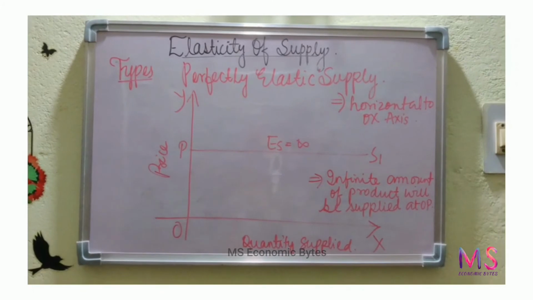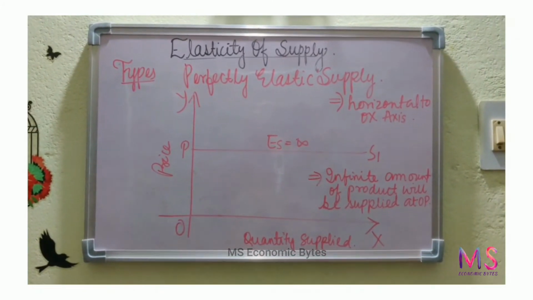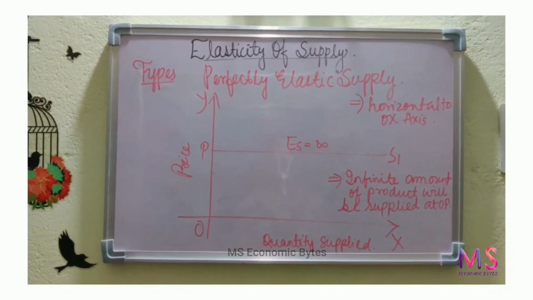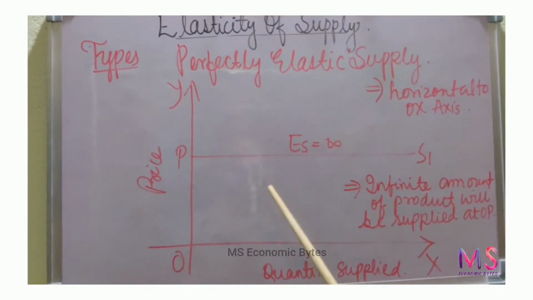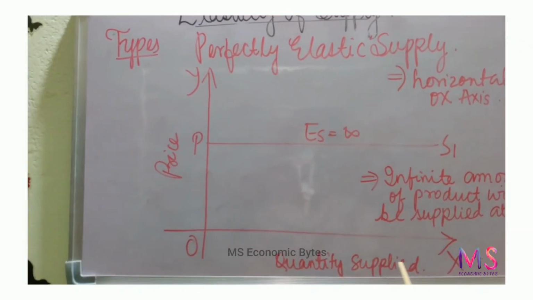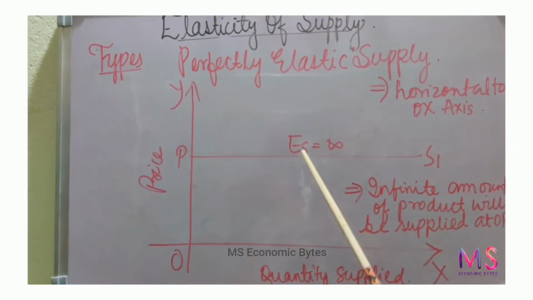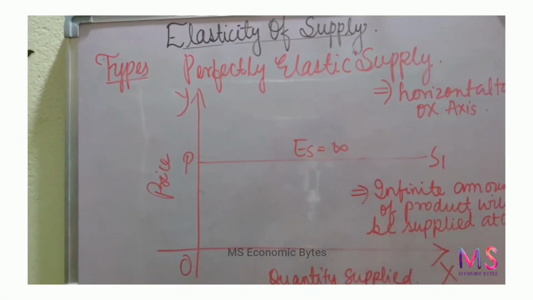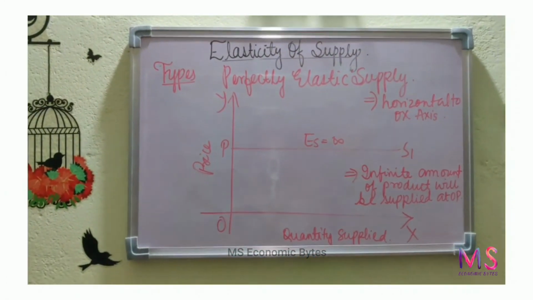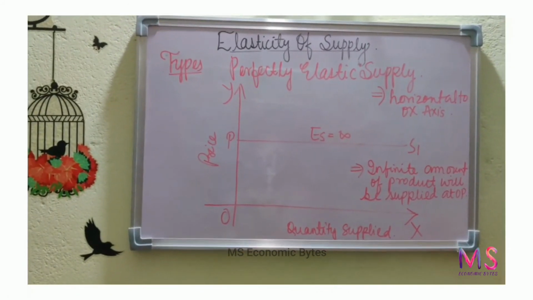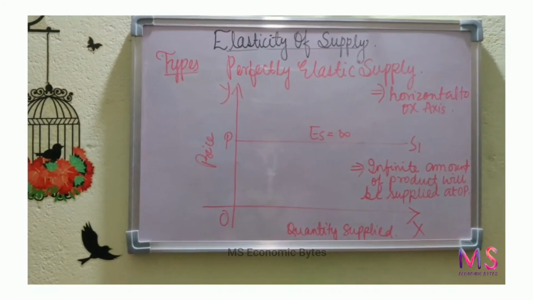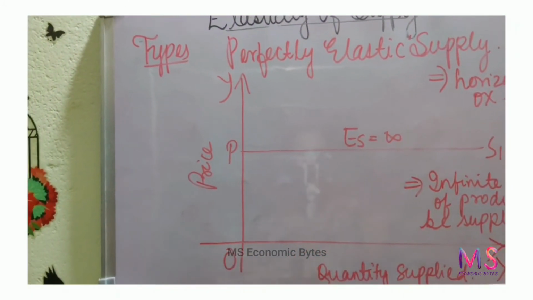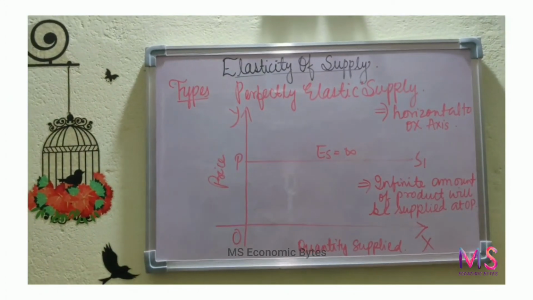Now another type of elasticity of supply is perfectly elastic supply. In case of perfectly elastic supply, the supply curve is horizontal to the OX axis and the value of ES is equal to infinity. So perfectly elastic supply implies that an infinite amount of product will be supplied at price OP, that is at this price.